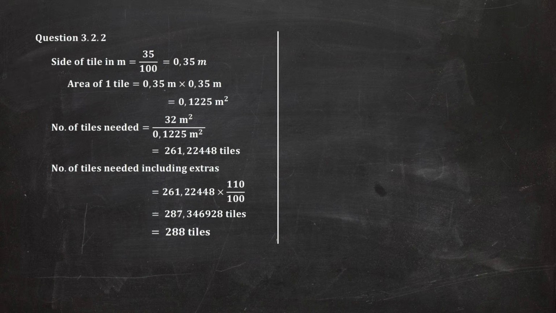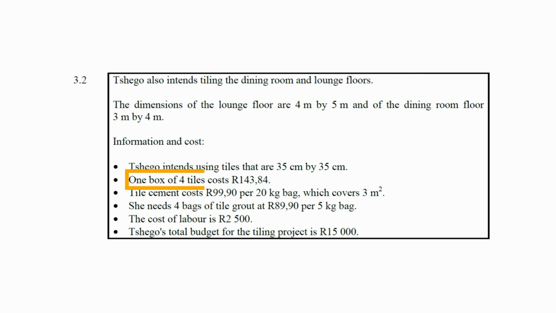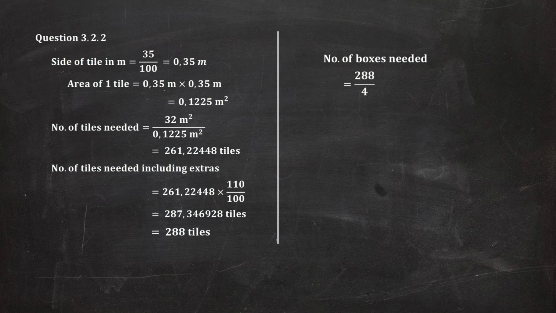Now the reason why we round up and not down is because if we round down, we will not have enough tiles. And if we round up, we will have an extra bit of tiles left over, and that's okay because it's better than having too little tiles. Now from the information, it is given that there are 4 tiles in a box. So the total number of boxes needed is 288 divided by 4 tiles in a box, and this equals 72 boxes.